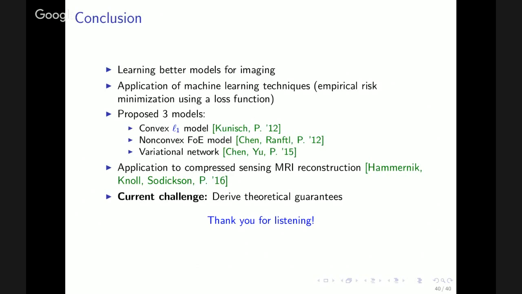And our current challenge, what we're thinking about, is that it would be very interesting to derive theoretical guarantees. So what's the sensitivity of the reconstruction? We learn it for a certain amount of data, but what happens with previously unseen data? Can we give some performance bounds on how good the reconstruction will be? Thank you very much.